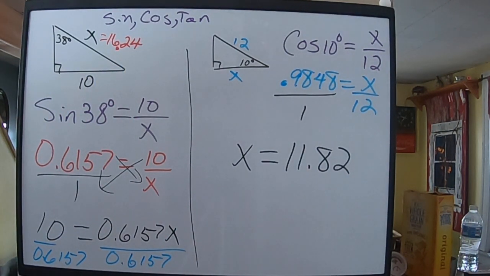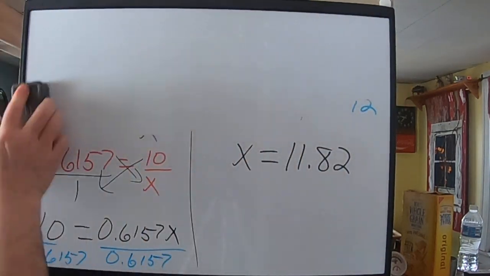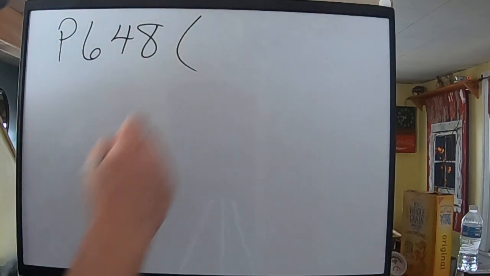All right, so those are your problems that I've done out. I'm going to put the assignment up here. Your assignment is going to be in Google Classroom, but I'll put it up here anyway. I'll erase this and put it up there. It's page 648. Problems 11 to 37 all.